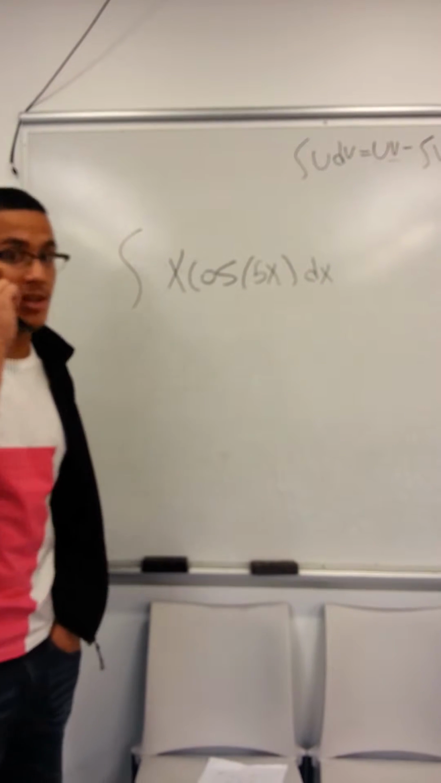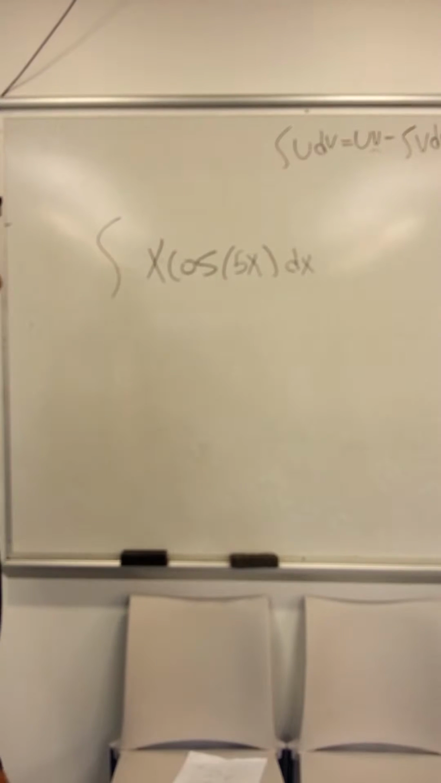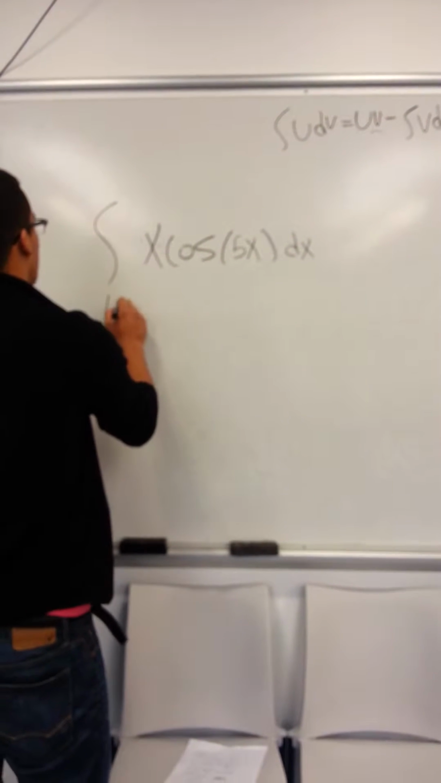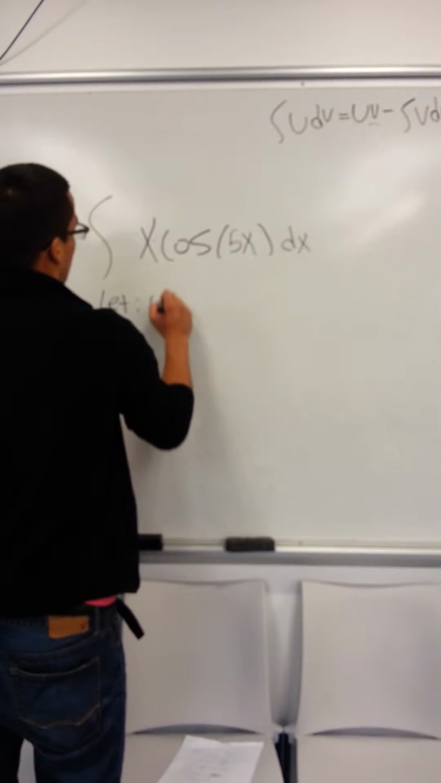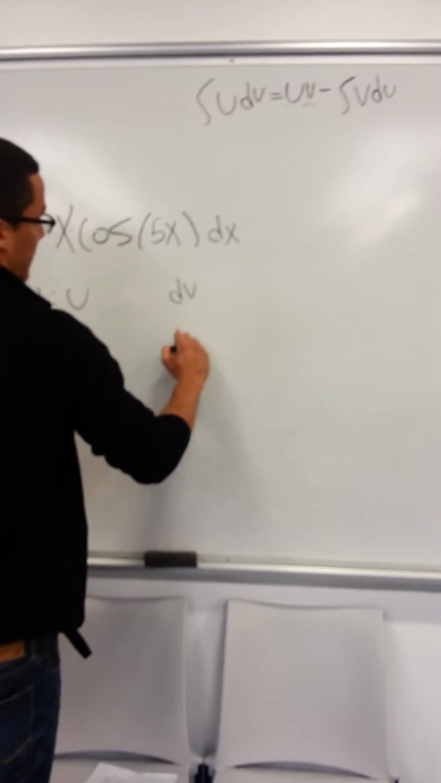Now I'll be demonstrating the second problem. The integral of x cosine 5x dx. First you want to figure out what u, du, dv, and v is equal to.